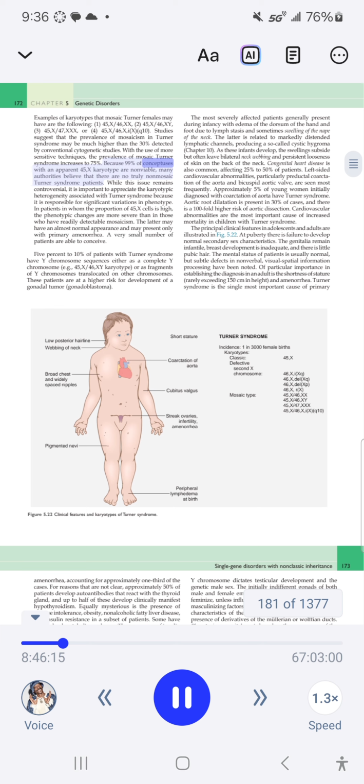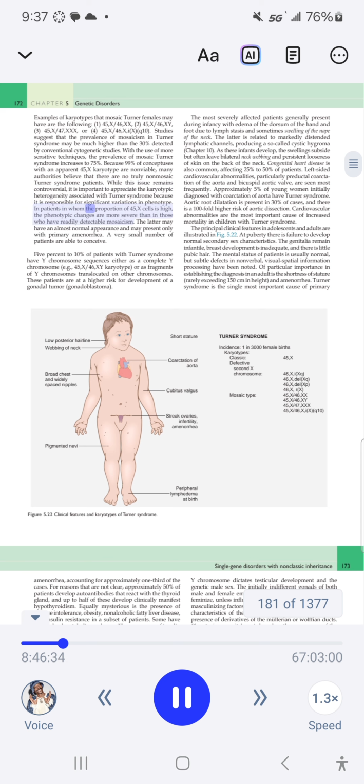Because 99% of conceptuses with an apparent 45,X karyotype are non-viable, many authorities believe that there are no truly non-mosaic Turner syndrome patients. While this issue remains controversial, it is important to appreciate the karyotypic heterogeneity associated with Turner syndrome because it is responsible for significant variations in phenotype.